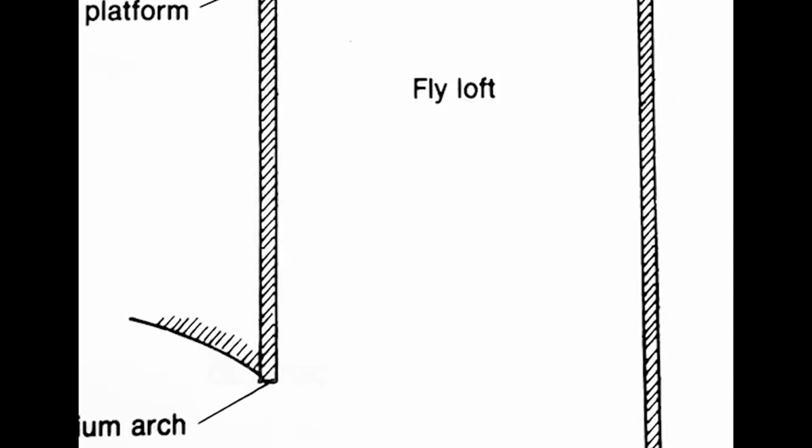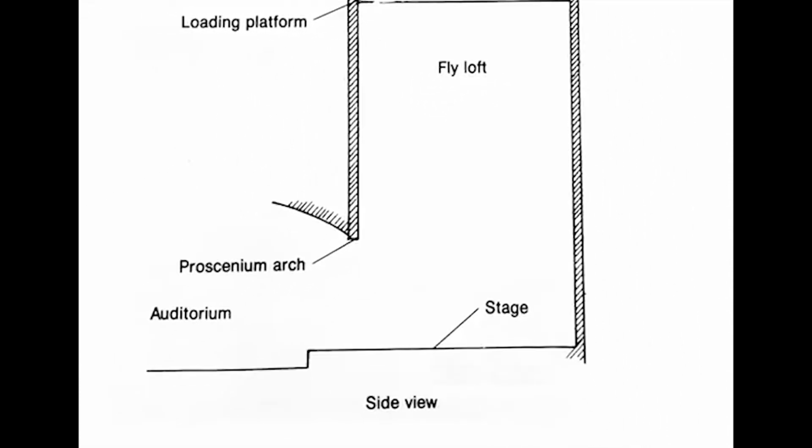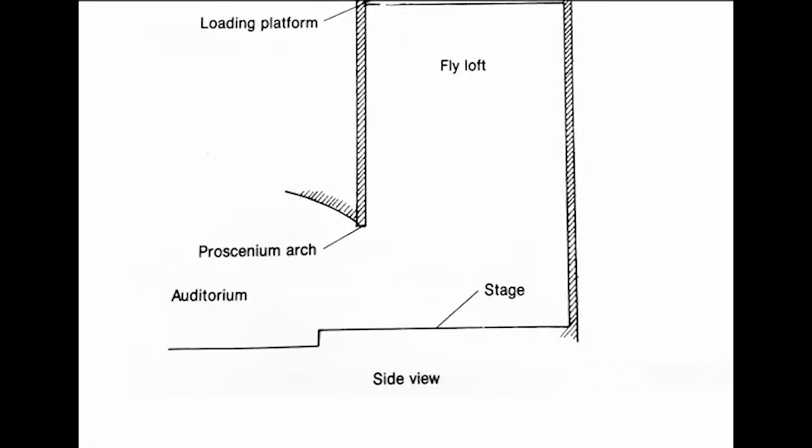Several systems are used to fly scenery. The two primary methods are the rope set and the counterweight, which work on the same operating principle, counterbalancing.